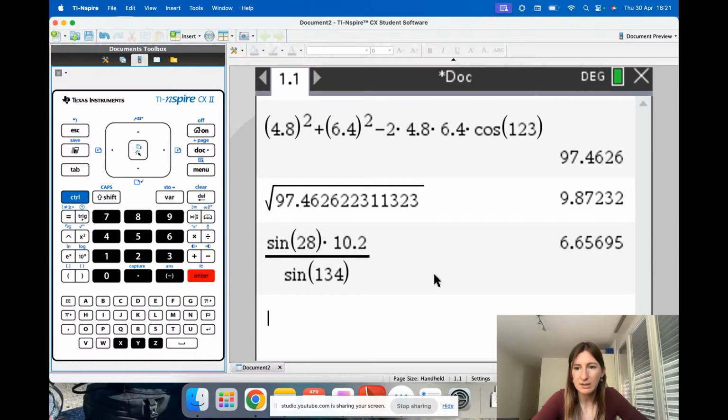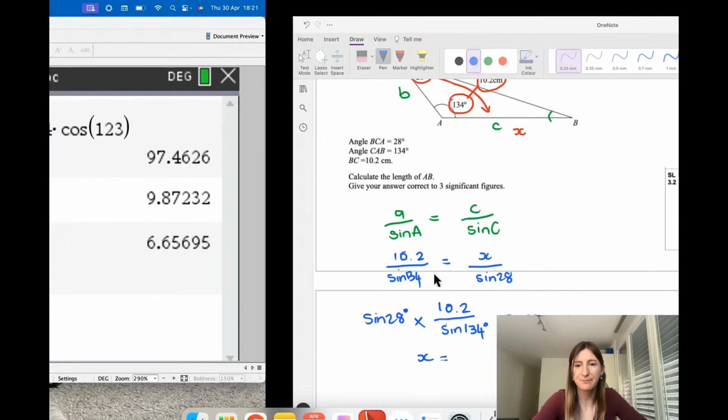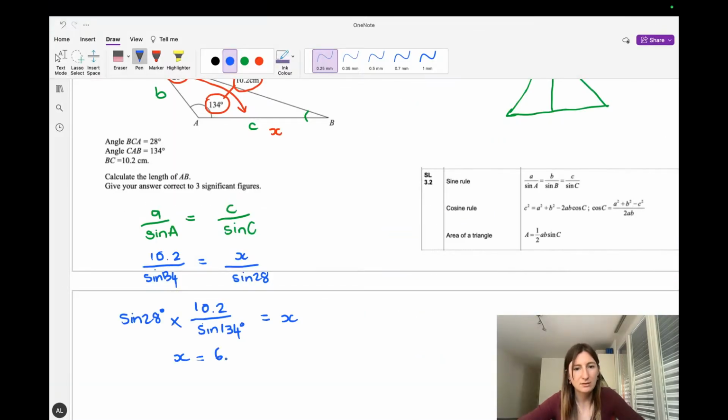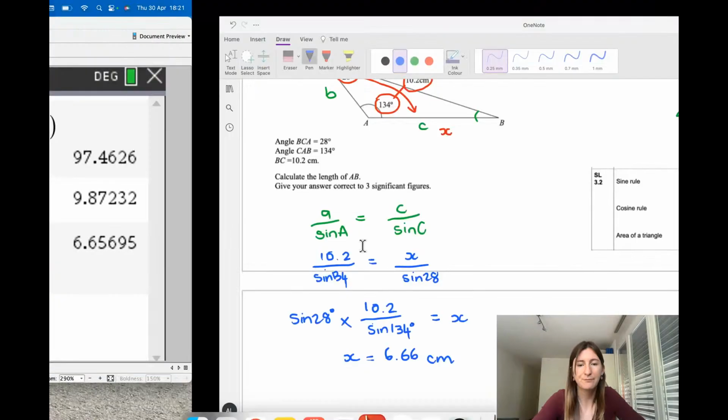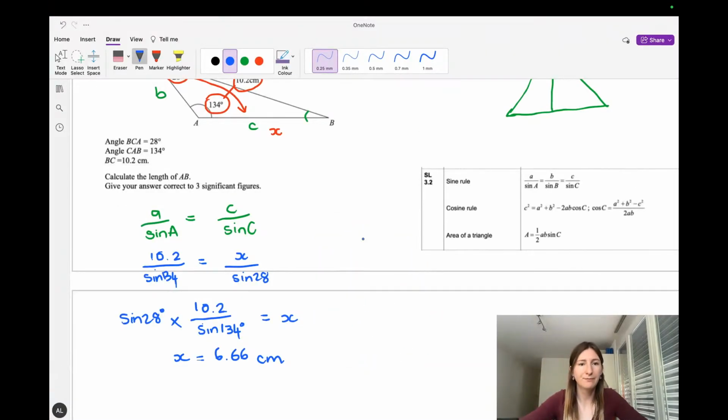All right, so we get 6.66. X equals 6.66. And we're working in centimeters again. Did I read that correctly? Yeah. All right, there we go. That would be the answer, to 3 significant figures.